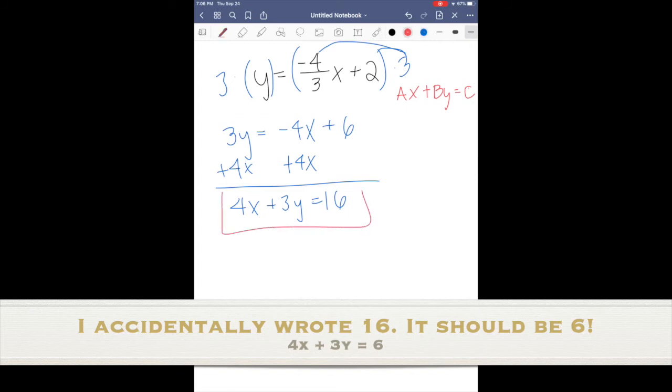And then this would be my final answer. This is my equation in standard form. A, b, and c are all integers, and a is positive.